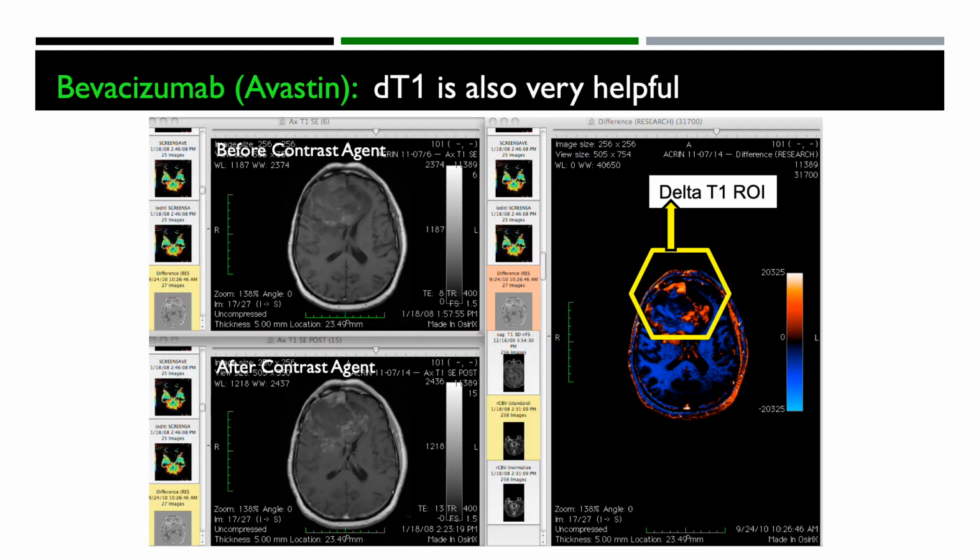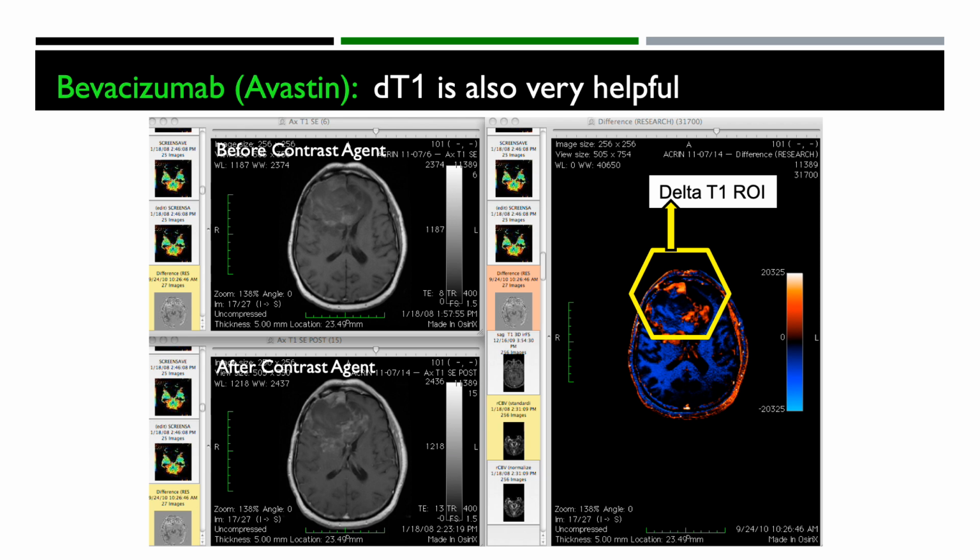Also, what was very helpful in evaluating these patients on bevacizumab was our delta T1 technique. In this case, you can see before contrast agent, there's bright signal. This is due to the treatment effect of blood or proteinaceous material that causes the bright signal. Then after contrast agent, you see more signal because of the contrast agent. However, it's really difficult to determine what's true enhancement and what is this confounding T1 signal that we see. This is particularly challenging in patients treated with bevacizumab because bevacizumab also has the effect of decreasing the levels of enhancement after contrast agent.